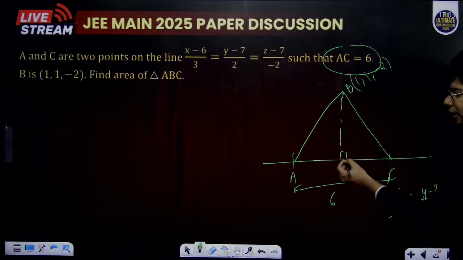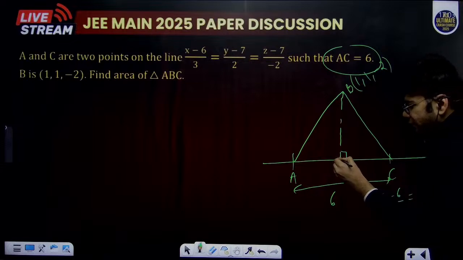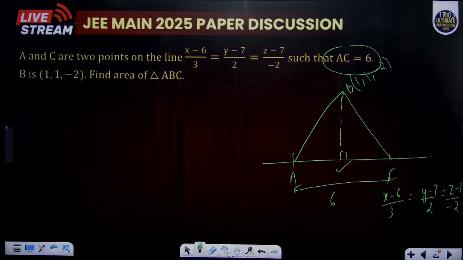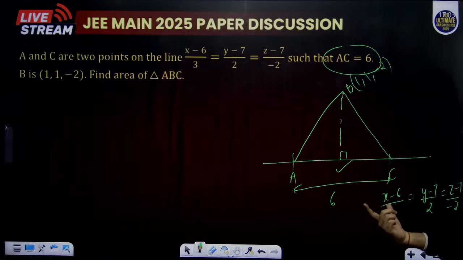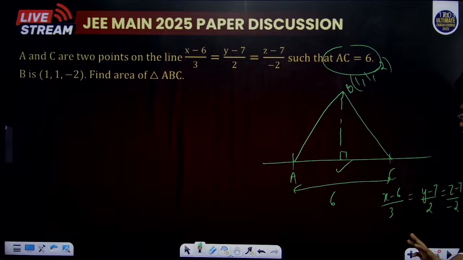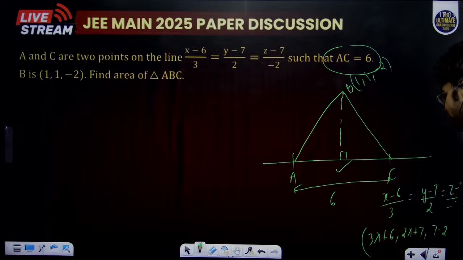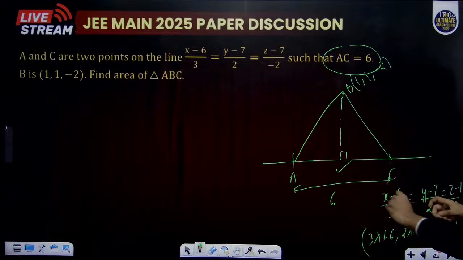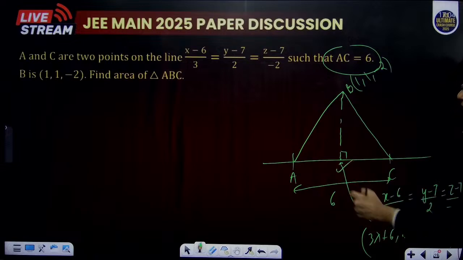So how to find this distance? Just find out the foot of perpendicular. How to find the foot of perpendicular? You will take a general point on this line. So what will be the general point on this line? This will be (3 lambda plus 6, 2 lambda plus 7, 7 minus 2 lambda). This is your general point on this line. So let's assume this is the coordinate of this point.